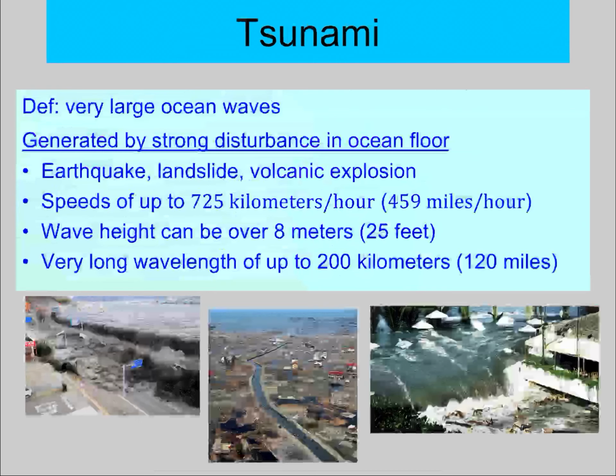When the tsunami wave comes in, it can reach a speed of 725 kilometers per hour, which is roughly 459 miles per hour. The wave height has been measured to be over 8 meters, which is 25 feet. That's probably a 3 to 4 story building, depending on the height of each floor. Very long wavelengths of up to 200 kilometers or 120 miles, meaning one wave would come in and the other wave would be 120 miles away.